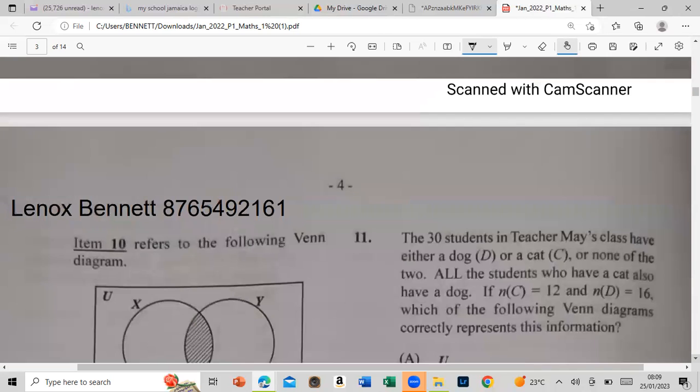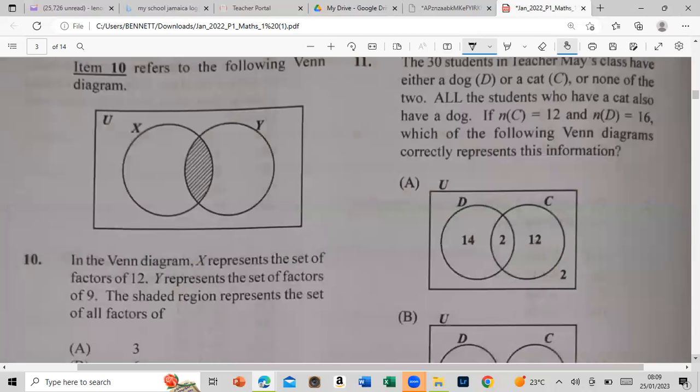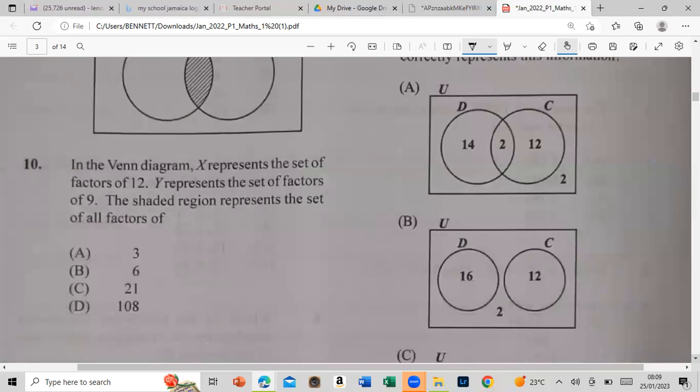Alright, let's proceed. We're at number 10. It says the question refers to the following Venn diagram. In the Venn diagram, x represents the set of factors of 12, y represents the set of factors of 9, then the shaded region represents the set of all factors of what? Alright, so first let us go. So it's factors of 9. So what are all the factors of 9? I like to show working out. So guys, bear with me. It is going to be a bit long. In the end, I want people to actually learn.